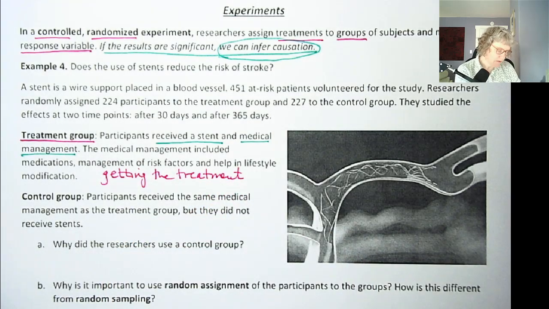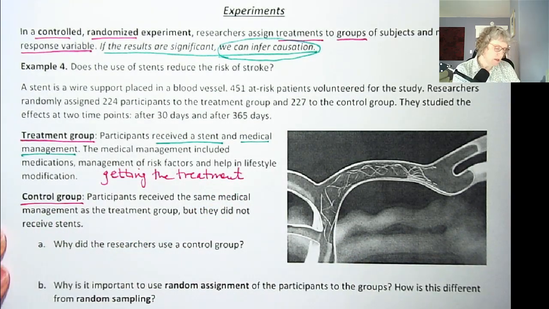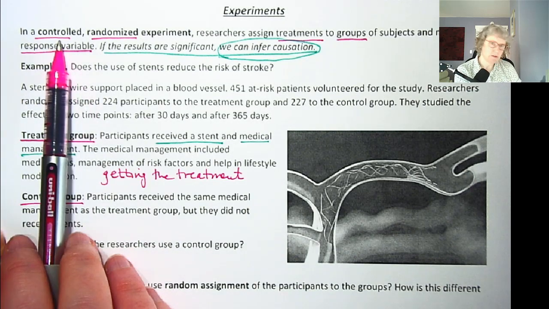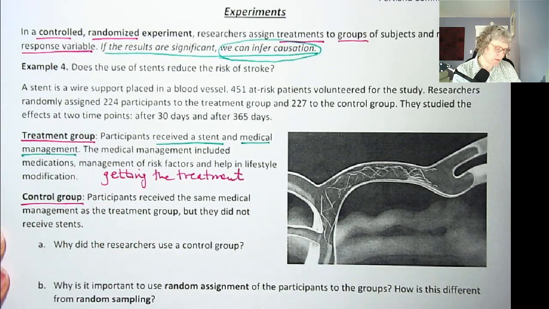Okay, now we also have a control group. Participants received the same medical management as the treatment group, but they did not receive the stent. Okay, so this is the controlled part of the controlled randomized experiment.